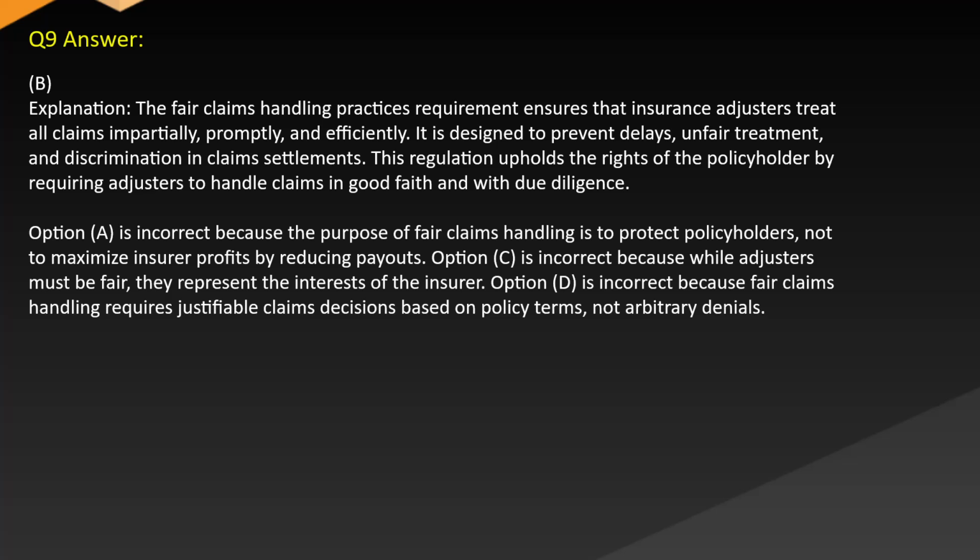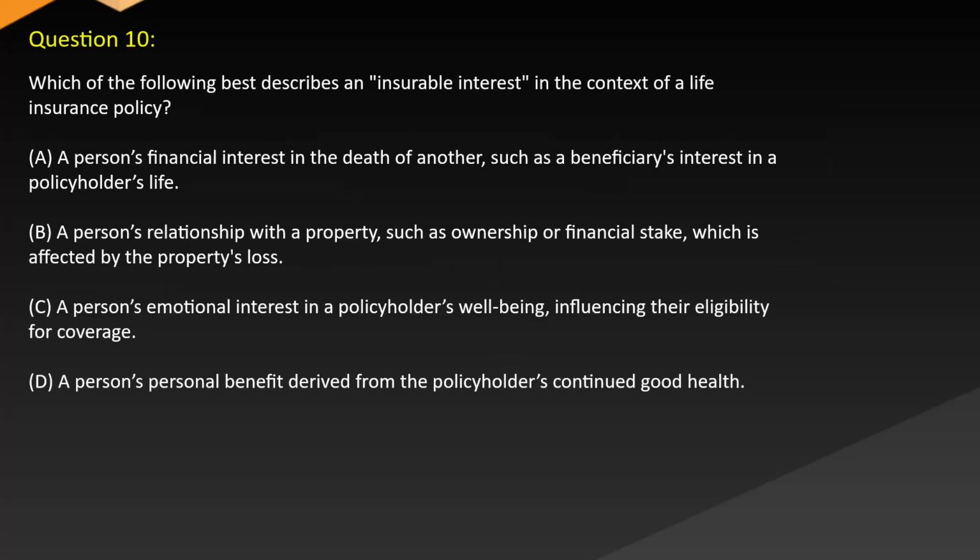Option A is incorrect because the purpose of fair claims handling is to protect policyholders, not to maximize insurer profits by reducing payouts. Option C is incorrect because while adjusters must be fair, they represent the interests of the insurer. Option D is incorrect because fair claims handling requires justifiable claims decisions based on policy terms, not arbitrary denials. Question 10. Which of the following best describes an insurable interest in the context of a life insurance policy?